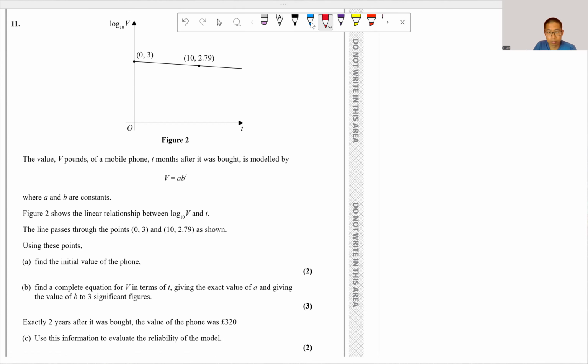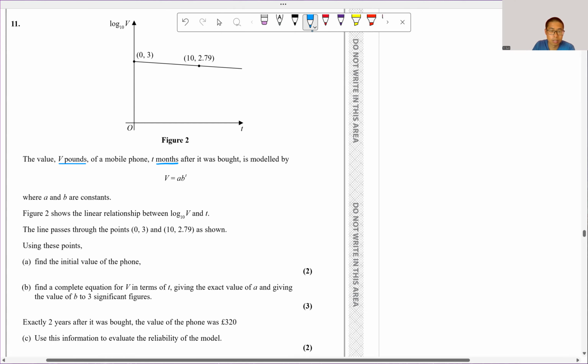Yeah, so for modeling questions, we have to be extra careful about the units. So V is in pounds, and T is in months. And a, b are constants. Figure 2 shows the linear relationship between log base 10 of V and T. The line passes through the points (0, 3) and (10, 2.79) as shown. Use this point to find the initial value of the phone.